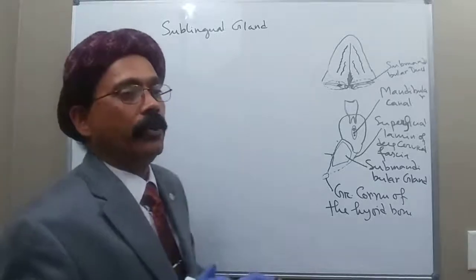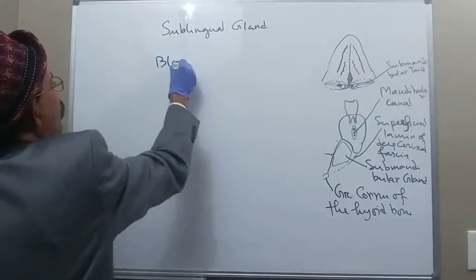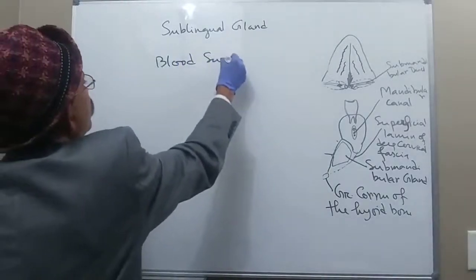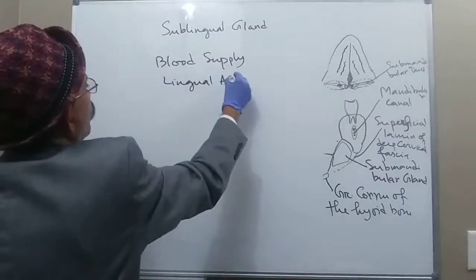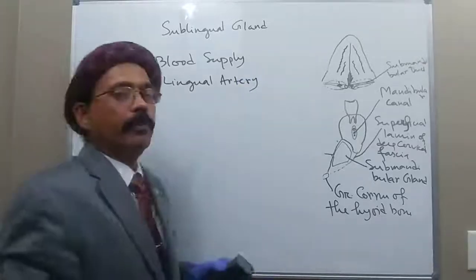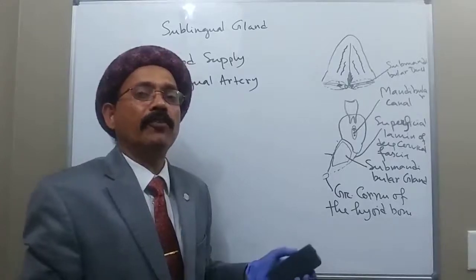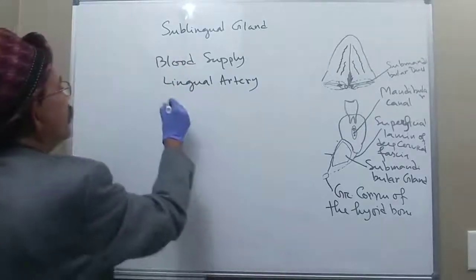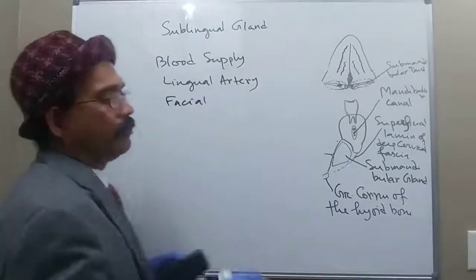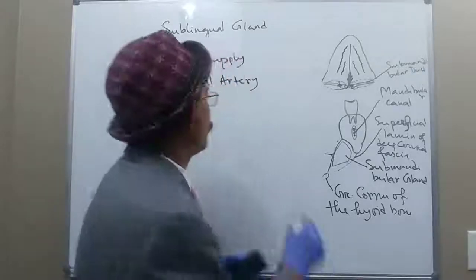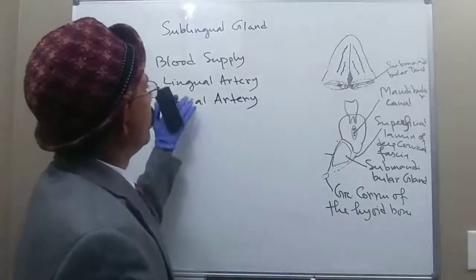Okay, so what is the blood supply of the sublingual gland? Very easy, the lingual artery. Branch of what? The lingual artery is a branch of the external carotid artery. The facial artery is a branch of what artery? The external carotid artery. And also from the facial artery, by means of the submental branches. This is the blood supply.